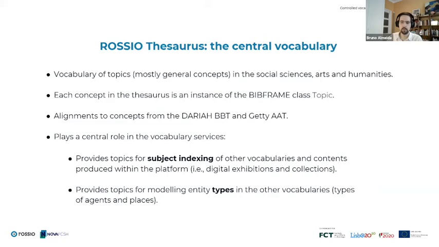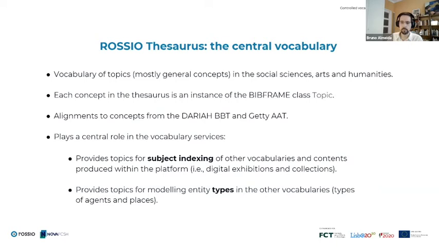So the central vocabulary under development is the ROSSIO Thesaurus, which consists of topics in social sciences, arts, and humanities. And these topics correspond generally to what is called in terminology general concepts. So things like animals, cars, and so on, and not this car or this animal in particular, although there are several individuals also. For example, disciplines or domains of knowledge would be considered as individuals. They are also included. It is presently aligned with the BBT and with the Getty AAT.